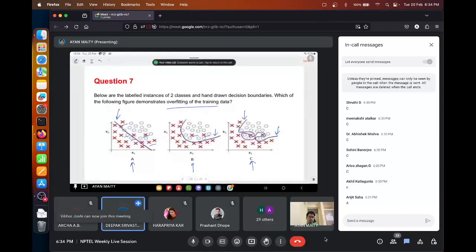In this case, which is the last option? There it is: variance is lower, but the bias is high. No, bias is low, variance is high. For overfitting, variance should be high, because for very small changes, it is changing the output. But bias should be low, because it is trying to completely fit the training data. So bias, which is basically the error, will be very low.